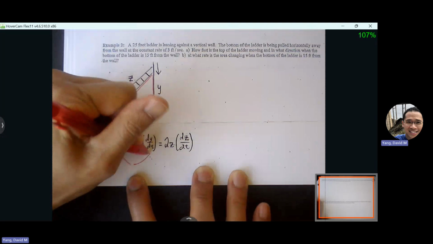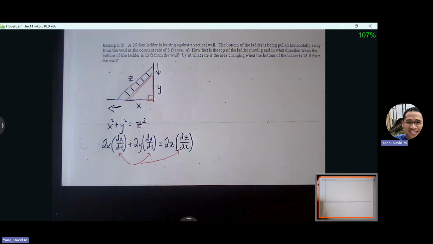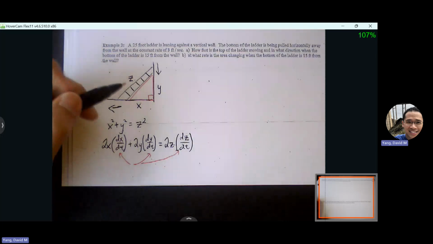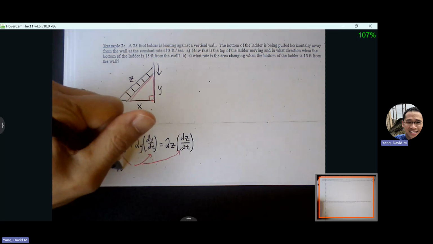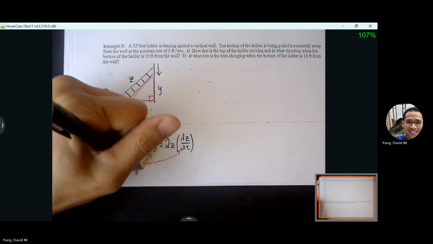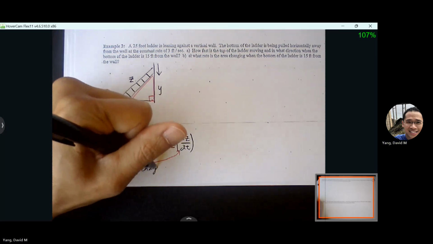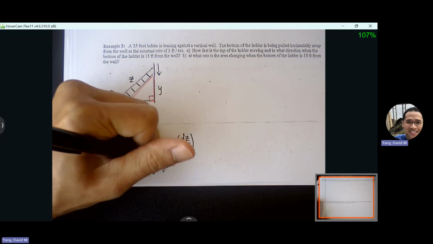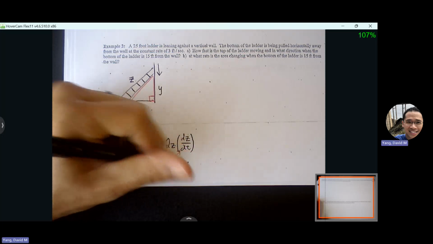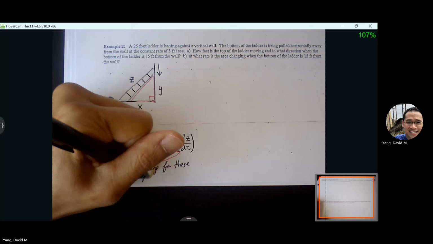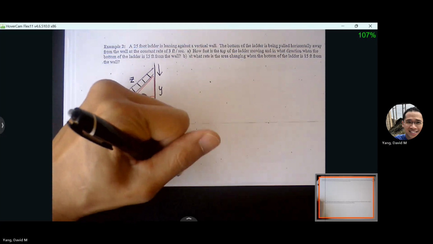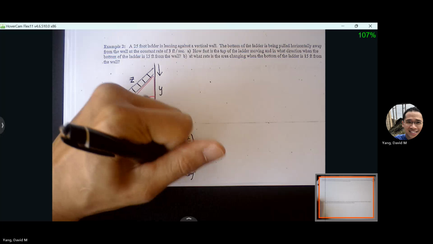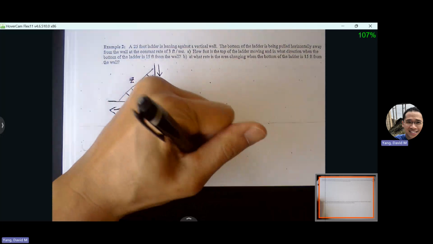All right, let me talk about what these variables mean. We know what x, y, and z are. Those are just the side lengths of the triangle. But all these dx over dt, dy over dt, dz over dt, these are rates of change for these respective side lengths with respect to time.